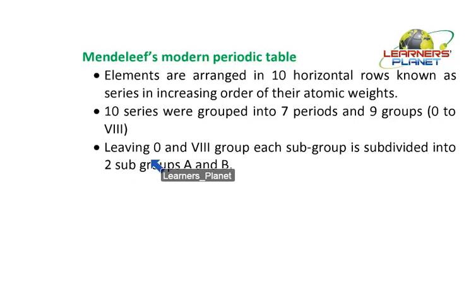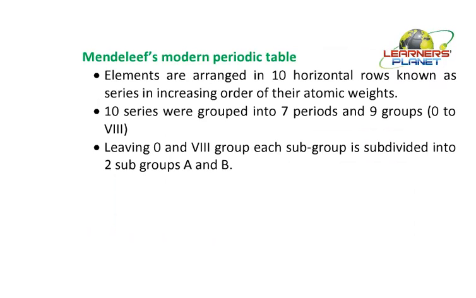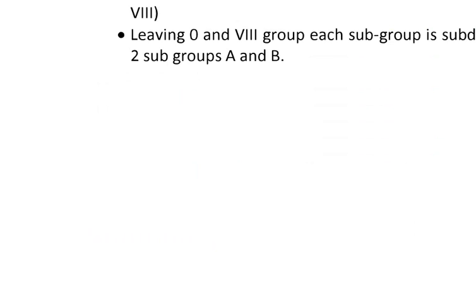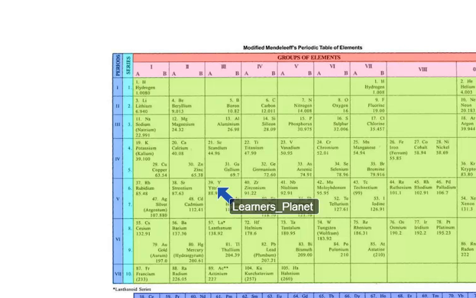Now, leaving the 0 and 8th group, each group is subdivided into 2 subgroups, A and B. So these are the features. Now this is Mendeleev's modern periodic table. I'll just try to show you this. I hope this is visible to you, students.